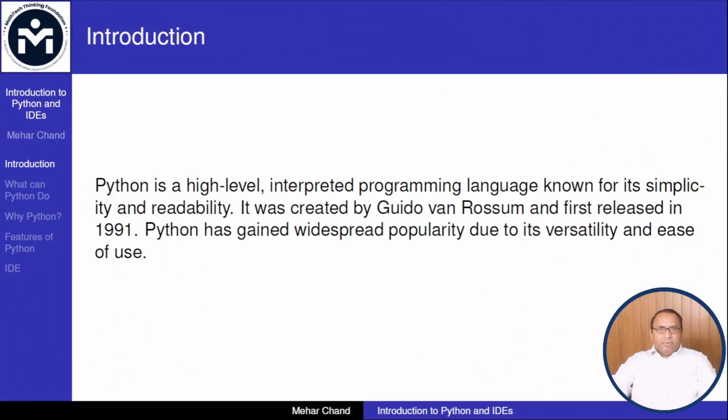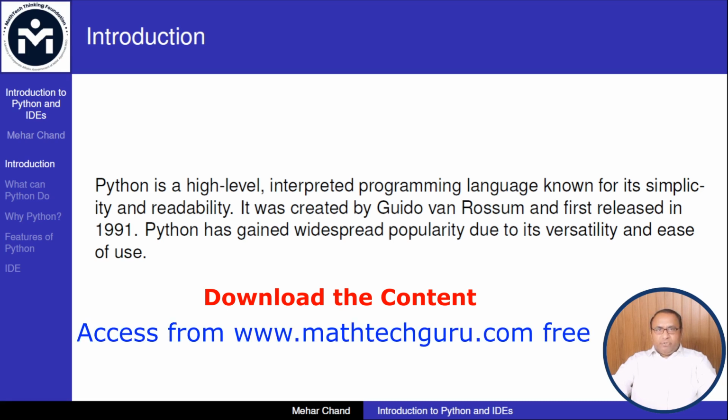Python is a high-level interpreted programming language known for its simplicity and readability. It was created by Guido van Rossum and first released in 1991. Python has gained widespread popularity due to its versatility and ease of use.